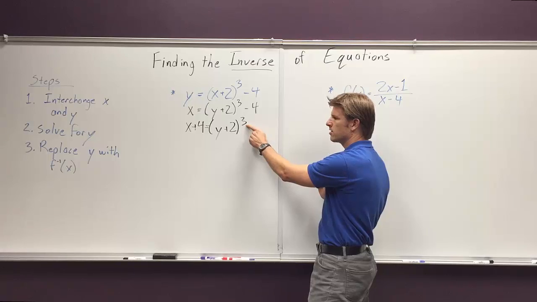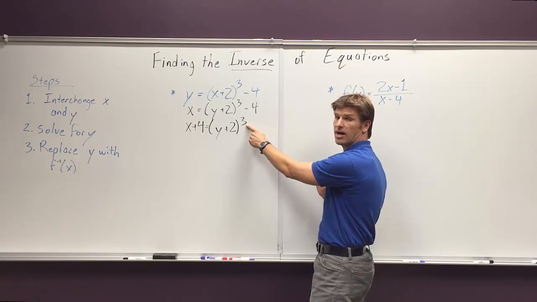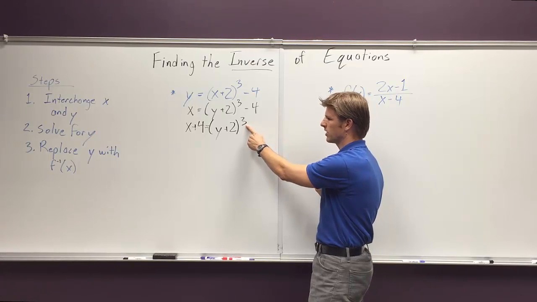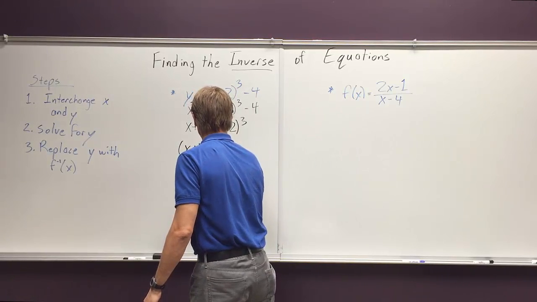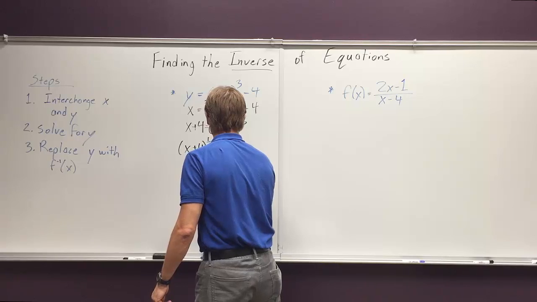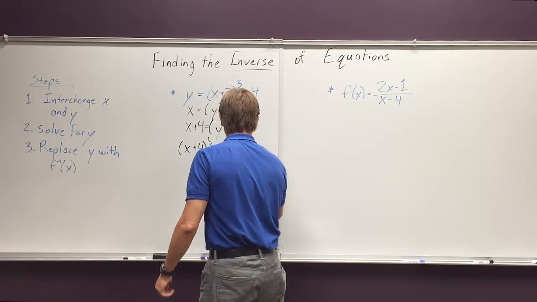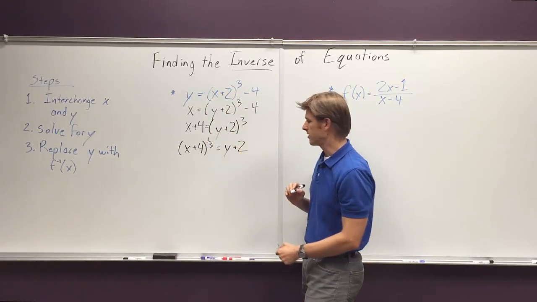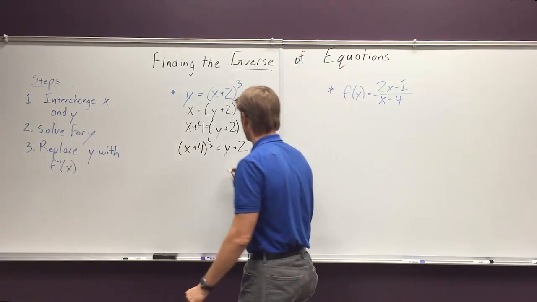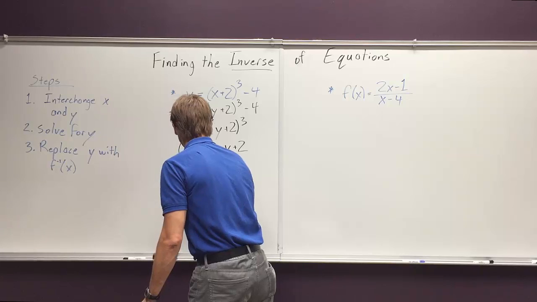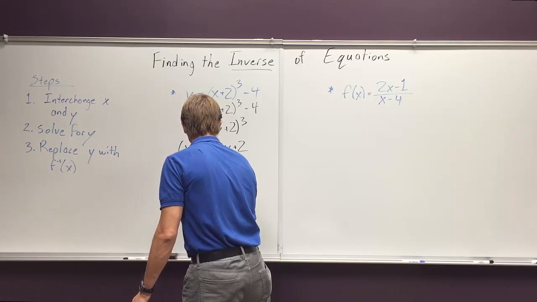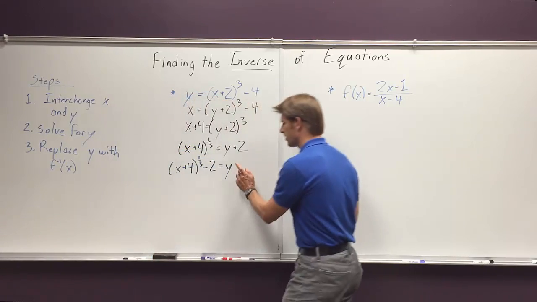Now we take the cube root of both sides. That's how we undo cubing something. The cube root is the 1/3 power. You could also put a cube root sign there. Now we need to get y by itself. So we'll write this as x plus 4 to the 1/3 minus 2.